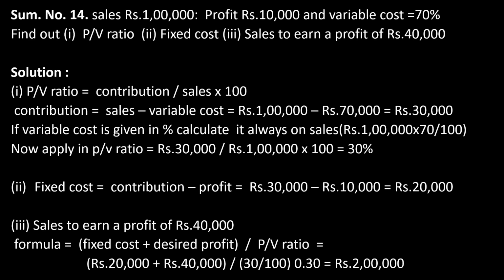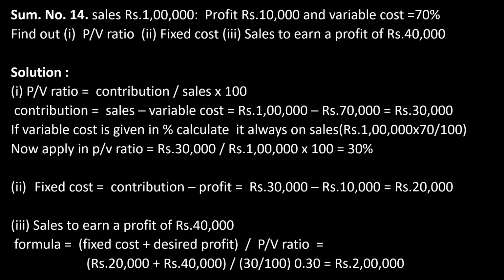Now we'll go to sum number 14. Sales here is 1 lakh. The profit is 10,000 and the variable cost is 70%. The value is not given here. Instead of that, they gave you 70%. Now the question here is to find PV ratio, fixed cost, and third question is sales to earn a profit of 40,000.